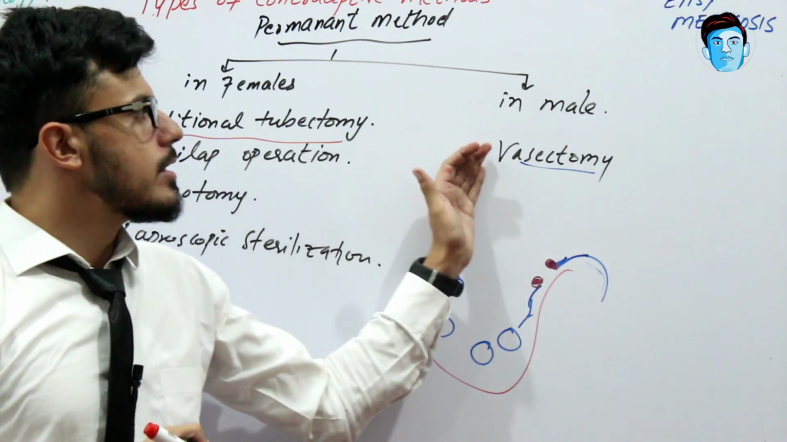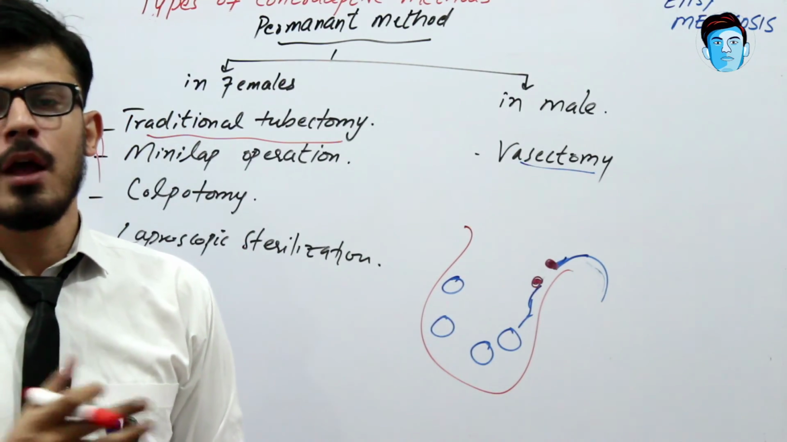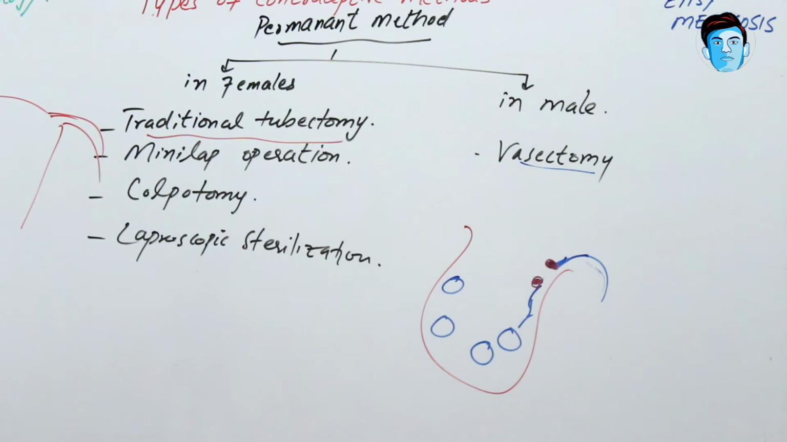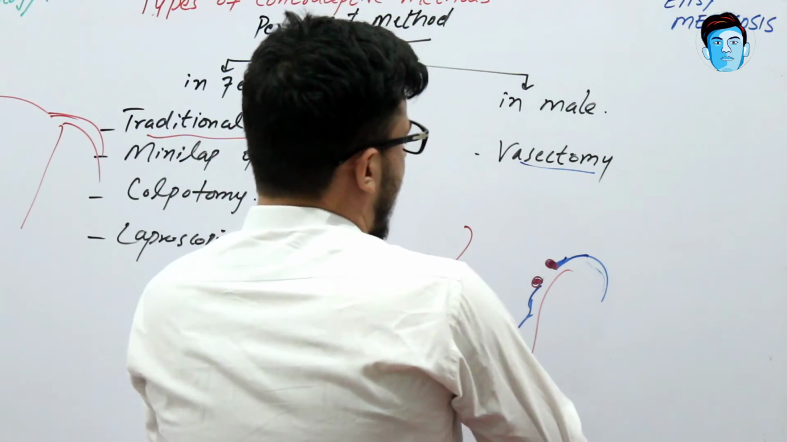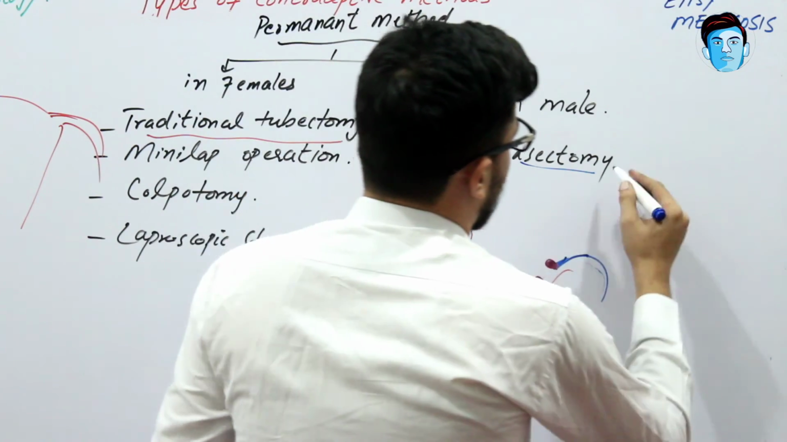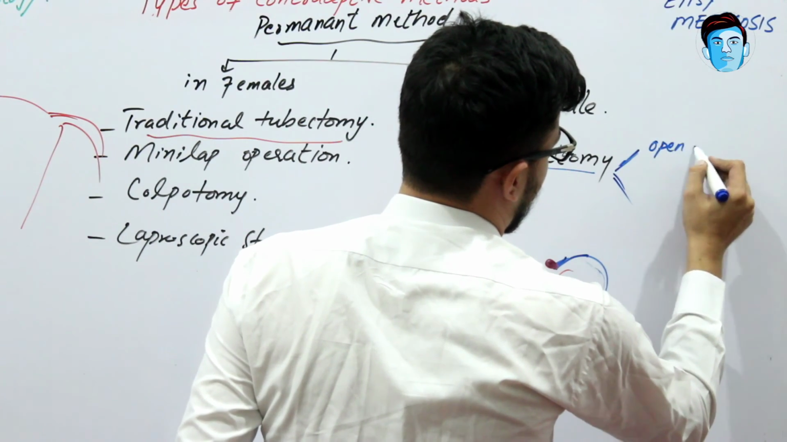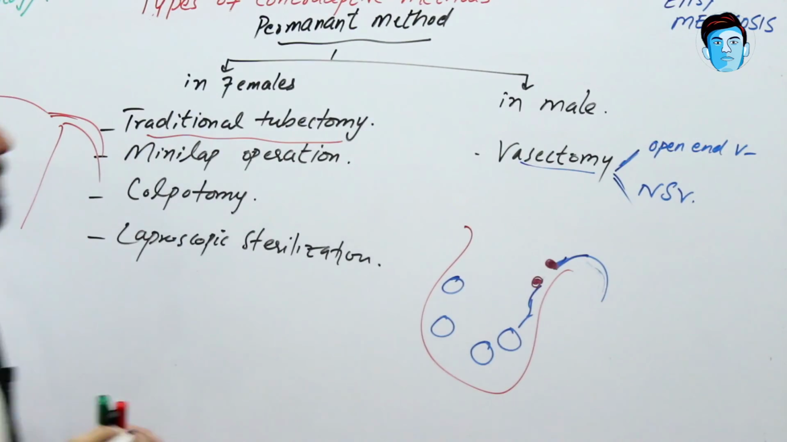So this is a vasectomy, and we can do semen analysis 3 to 4 months after the vasectomy. Now this vasectomy can be performed by 2 methods: open-ended vasectomy and non-scalpel vasectomy.